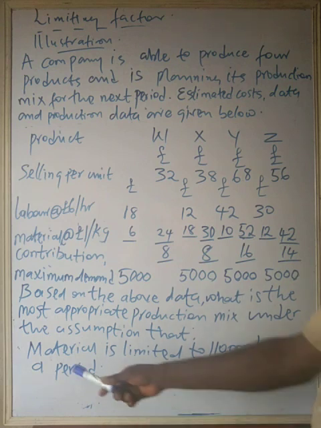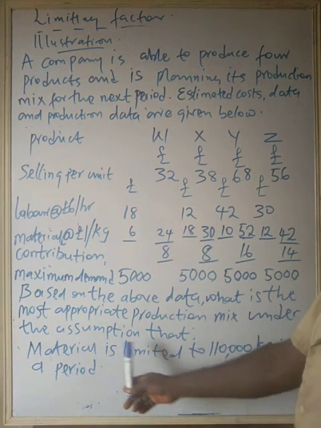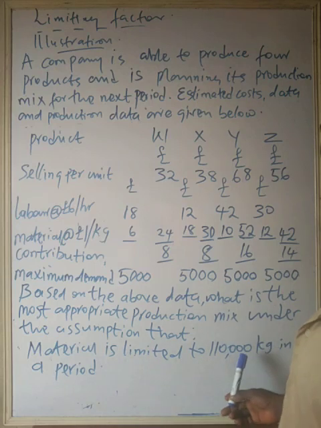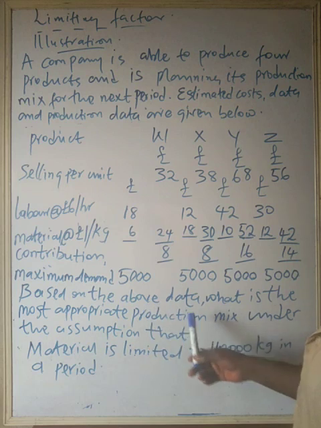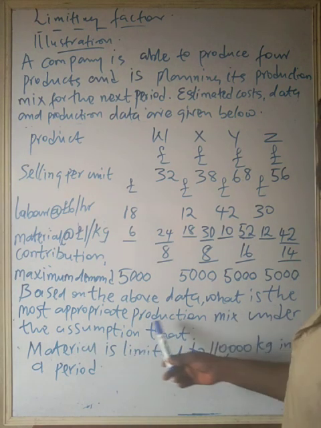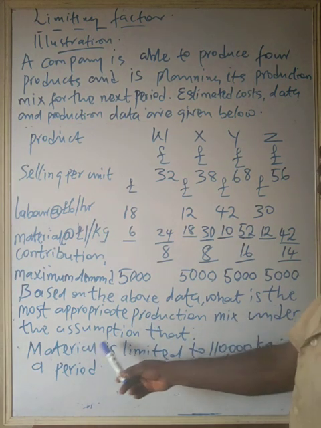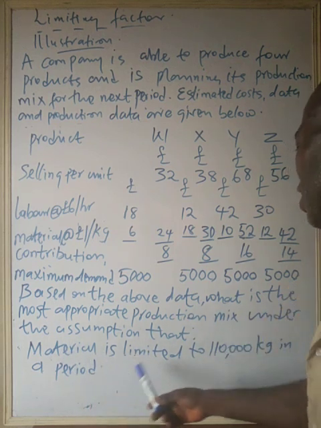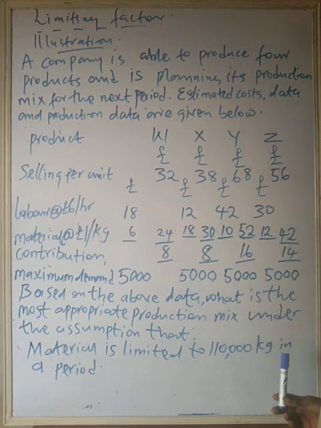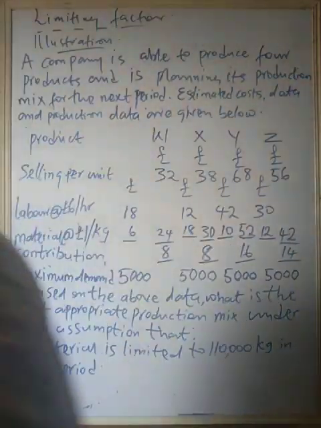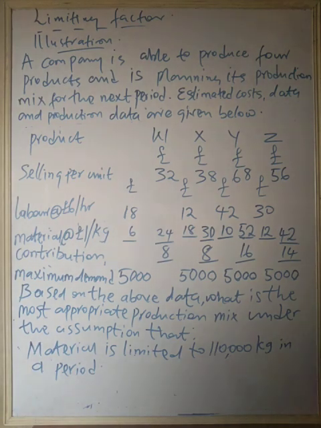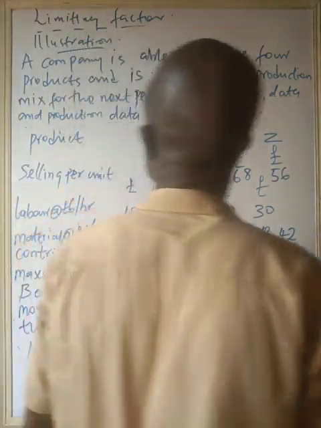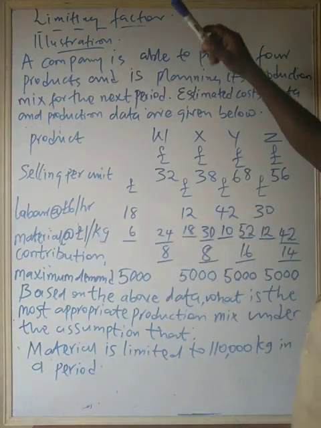According to the question, if material is limited to 110,000 kg in a period, based on the above data, what is the most appropriate production mix under the assumption that material is limited to 110,000 kg in a period? In a period. So let me go over the question.